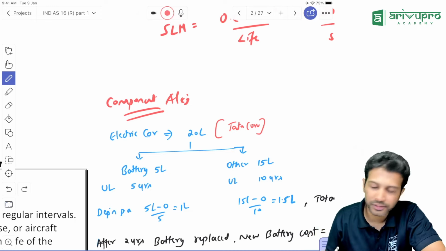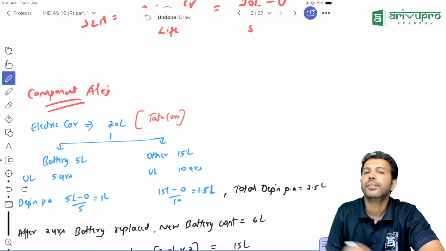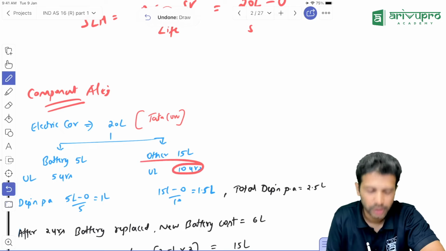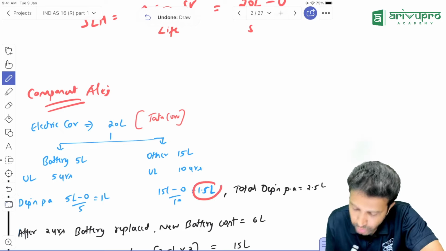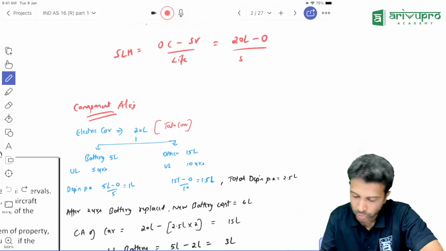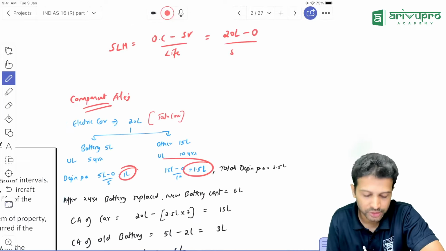What about the other parts? What is the original cost? 15 lakh. Salvage value how much? 0. Divided by life. Life is how much? 10 years. That means the other parts will be depreciated every year by how much? 1,50,000. Okay. That means what is the total depreciation related to this car?